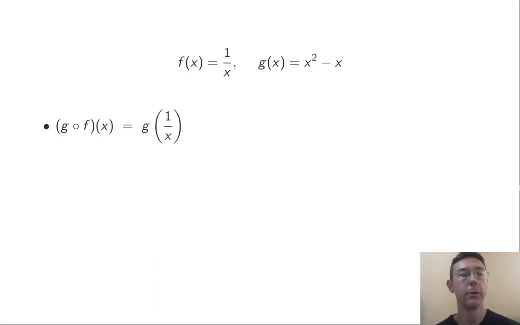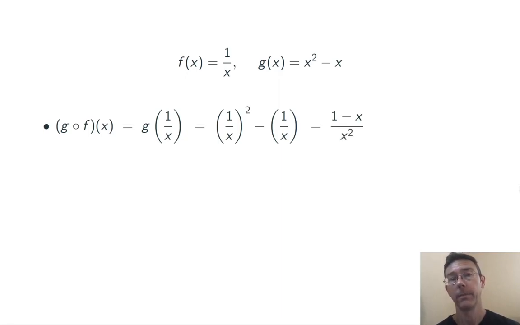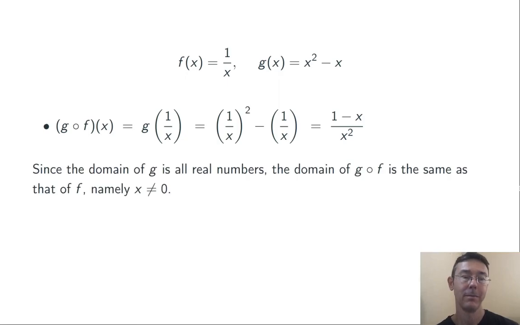Now let's do g composed with f of x. This time, f is the function going first. It's going to be plugged into g. I'm doing g of 1 over x. Now I look at the formula for g of x, and wherever I see an x there, I replace it with 1 over x. So I've got 1 over x quantity squared minus 1 over x. If I like, I can simplify that a little bit to write 1 minus x over x squared.